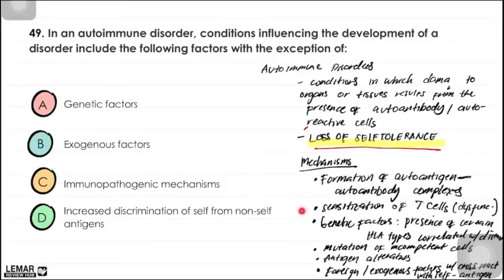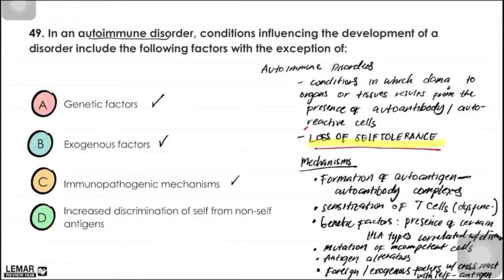Also the genetic factors, so the presence of certain HLA types is correlated with specific diseases. These genes may be related to the production of disease-associated HLA antigens. Also mutation of immunocompetent cells, causing alterations to antigens. And lastly, there are foreign antigens or exogenous factors which react with self-antigen. So the choices genetic factors, exogenous factors, and immunopathogenic mechanism clearly describe autoimmune disorders.